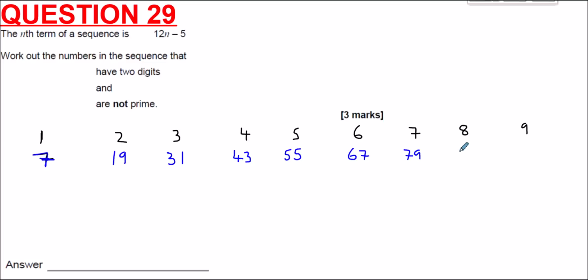79. The next one, the 8th one, will be 91. And the next one over here will be 103. Let's have a look at the criteria of what we want these numbers to be. It needs to be 2 digits. So that limits it to these now. And they can't be prime.